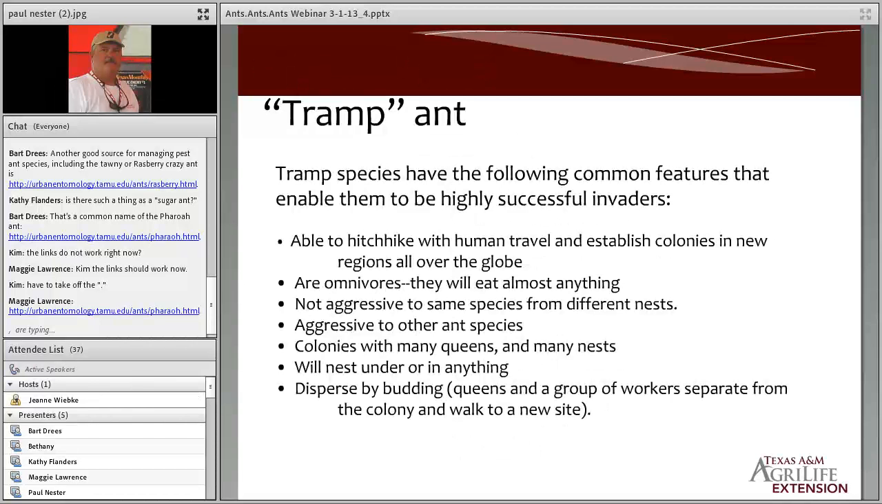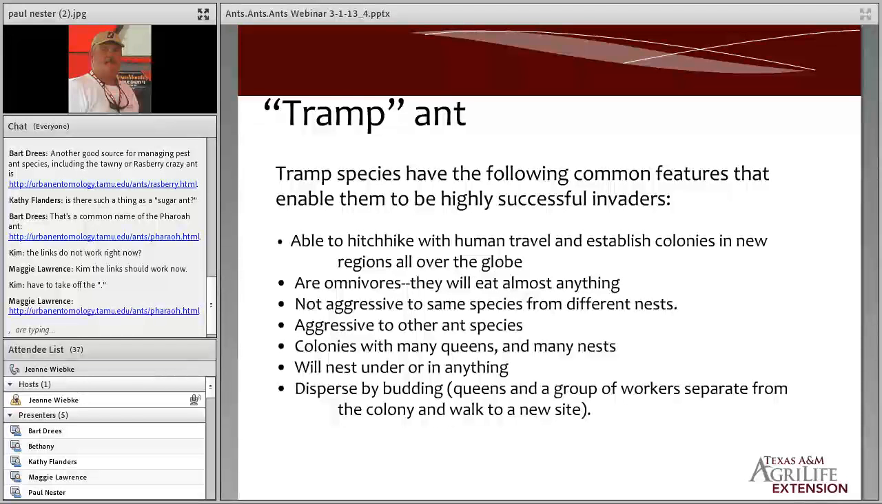Now, what are Tramp ants? Normally, Tramp species have common features that enable them to be highly successful invaders. First off, they are able to hitchhike with human travel and establish colonies in new regions all over the globe. So just our mobility as a society over the years has helped move a lot of these species from area to area. They are omnivores. They will eat almost anything. So whenever you transplant them someplace, they are going to be able to find plenty of food to survive.